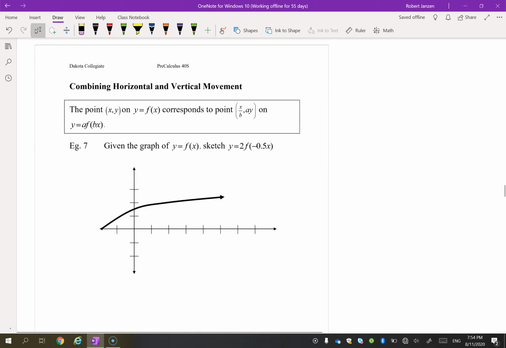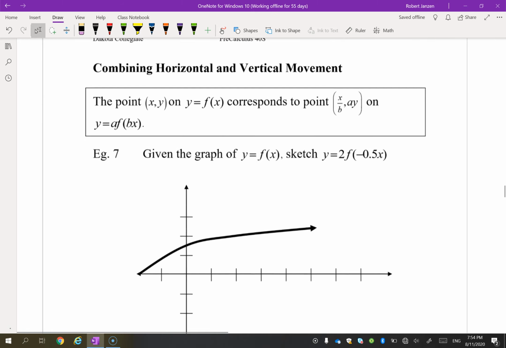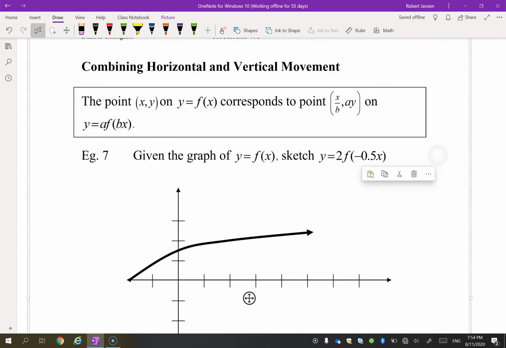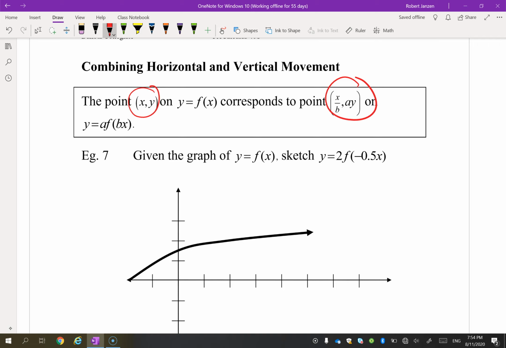What we'll do now is we'll go on to combining them, so you're going to have both at the same time. All right. That's what we're actually doing to the point. We have the original point, and we're going to divide by the b values, multiply by the a values. Okay, so what are we doing? This means multiply y by 2.